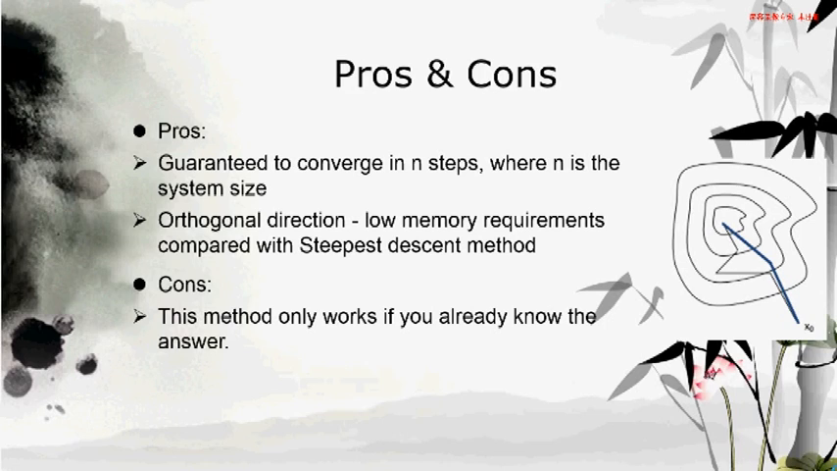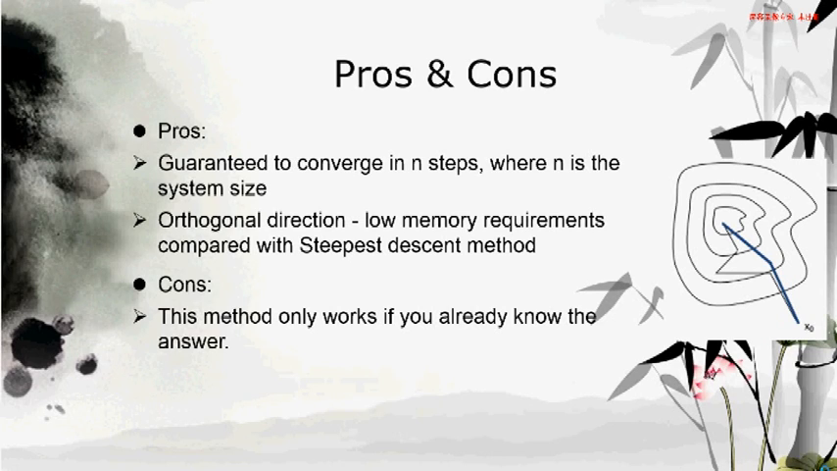Now let's talk about the bad part, or the disadvantage, of this method. What I want to say in the disadvantage part is that this method only works if you already know the answer. The sentence must be very tricky. Yeah, but what I want to express is, as you go from the first value to the second one, you need to choose the search direction, which should be orthogonal to the previous one. And as you can imagine, there are many orthogonal directions you can choose from at that point.